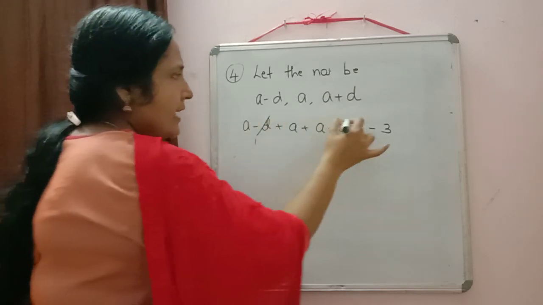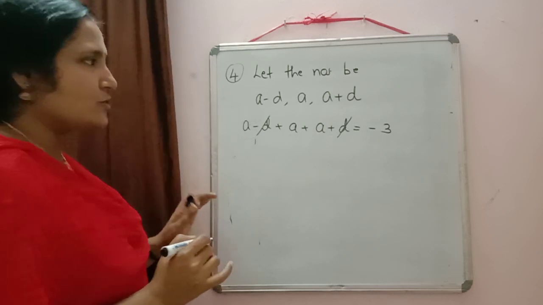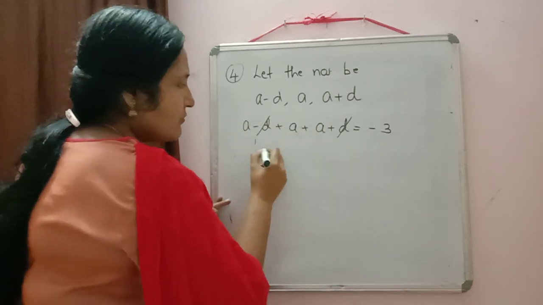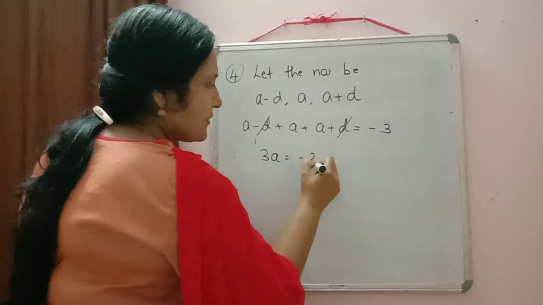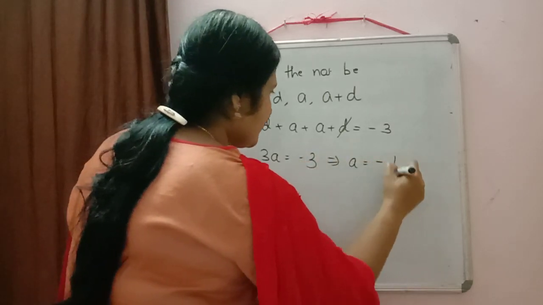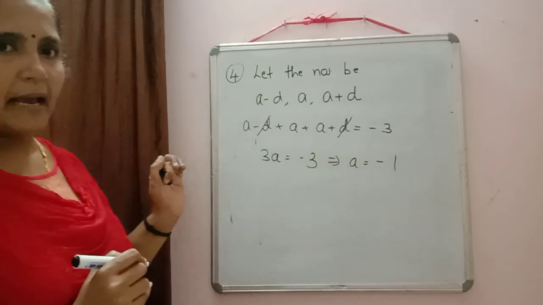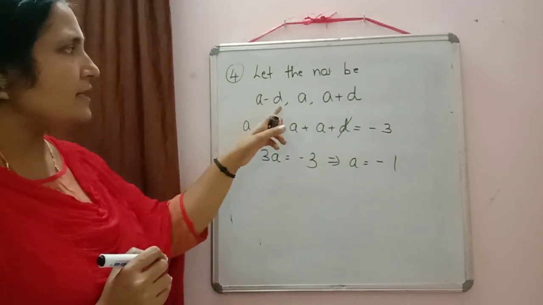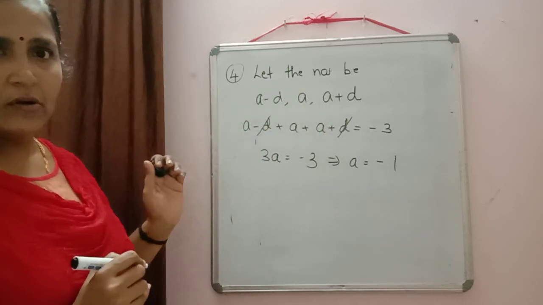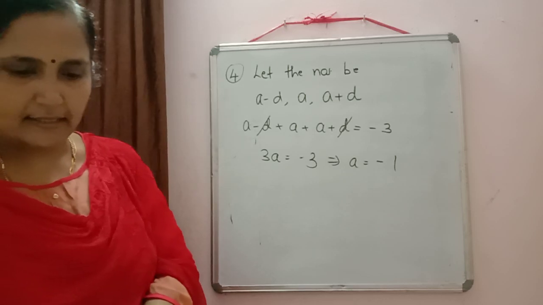Now here D and -D will get cancelled. That's why we selected the numbers in this way. A plus A. So we will get 3A is equal to -3. So from here we will get A is equal to -1. So we got the value of A as -1. Now to find out the numbers, we want the value of D also. So to calculate the value of D, next information is given.